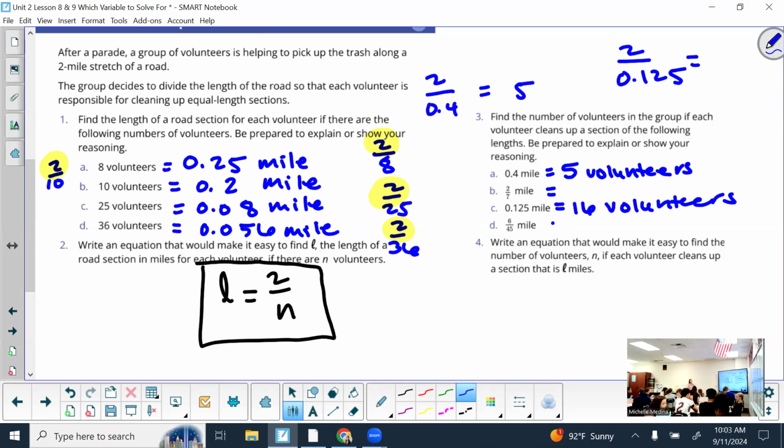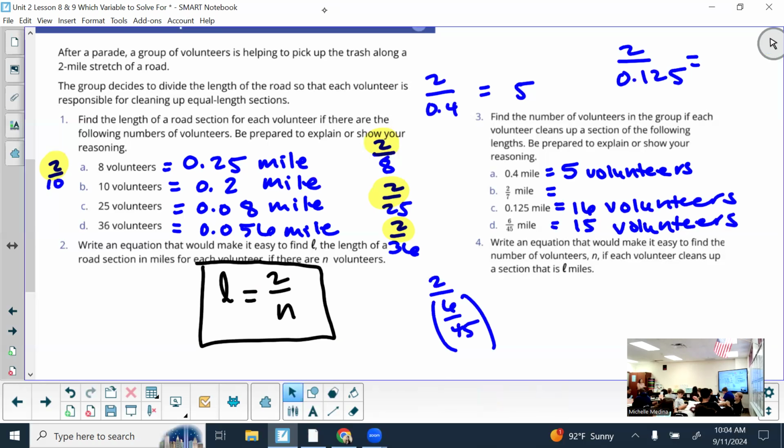I think it's 15. And how did you come to that conclusion? I divided 2 by 6/45. So dividing 2 by 6/45, which as you can see, looks kind of ugly. You either need to know your fraction rules, or you just need to know how to use the calculator. And like I mentioned before, if you are putting fractions in the calculator, put it in parentheses, and the calculator will get it right. Just do that.